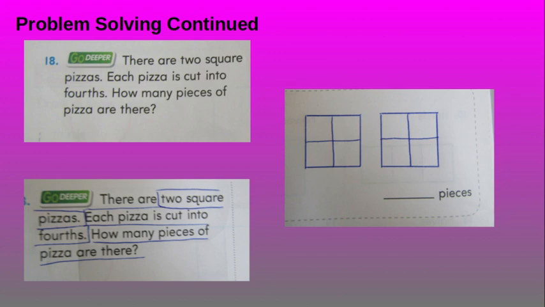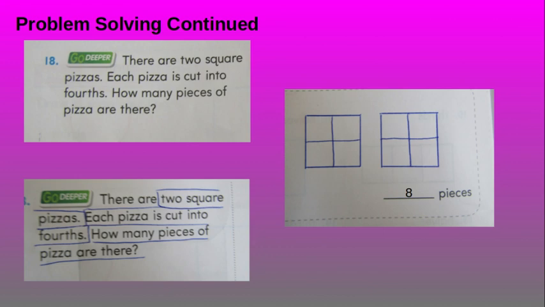I'll give you a moment. Go ahead and do your drawing as well. When you're done, count up the number of slices or pieces. How many equal pieces of pizza are there? Once you've done that, you should have counted 8 pieces. 8 pieces of pizza.